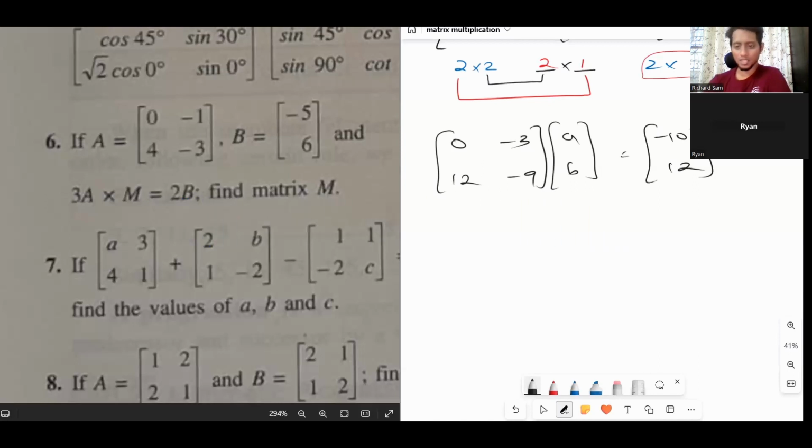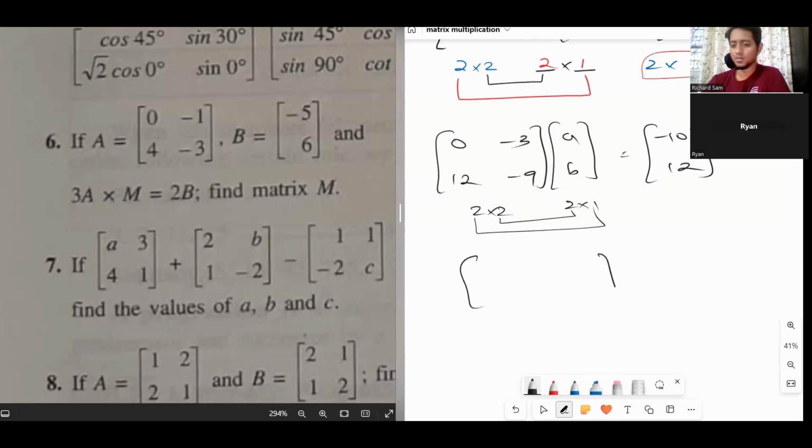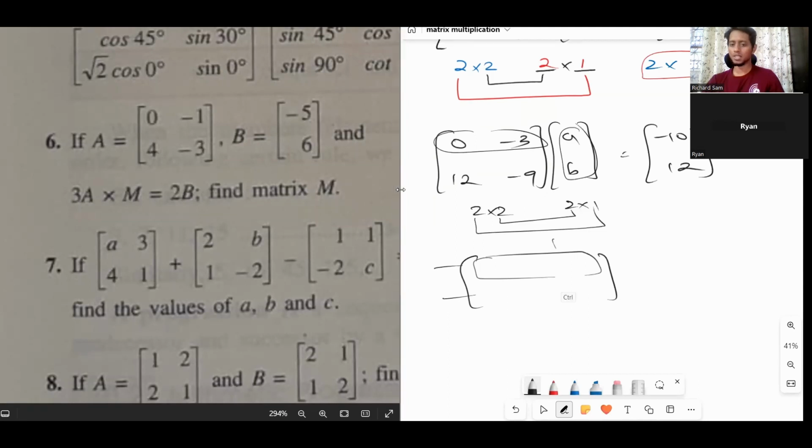Aman, listen. This is a 2 by 2 matrix. This is a 2 by 1 matrix. Numbers are matching? Yes. Your answer will be a 2 by 1 matrix. To get this first value, you have to multiply first row into first column. That means 0 into A, that's 0, minus 3B. 0 minus 3B. This is one term, not two terms. 0 minus 3B is one term.